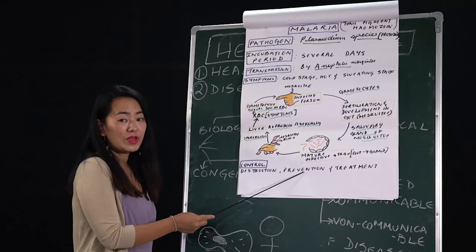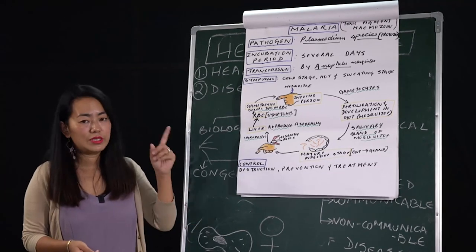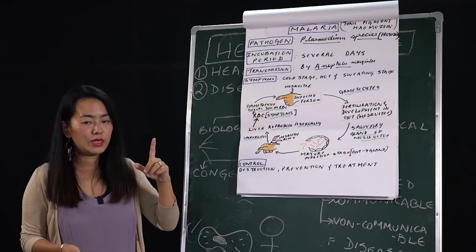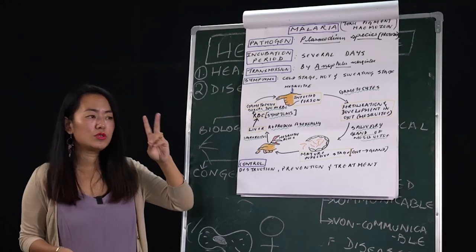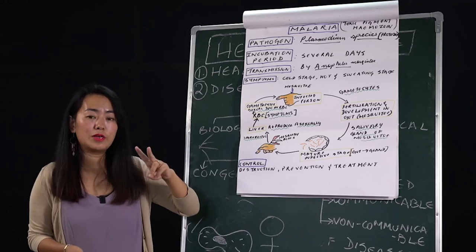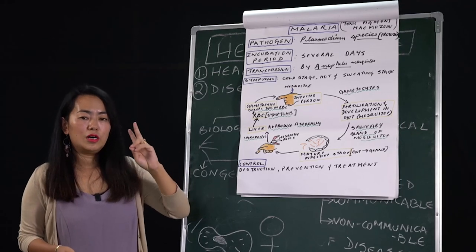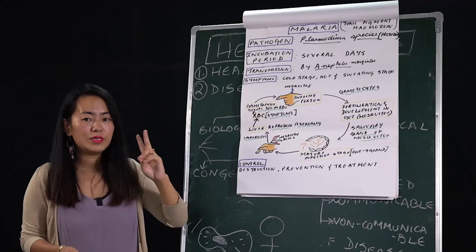Besides this, there is prevention. How do you prevent it? The first common thing is you put mosquito nets, right? The second one, the most common name is Odomos, right? The cream, which will repel the mosquitoes.